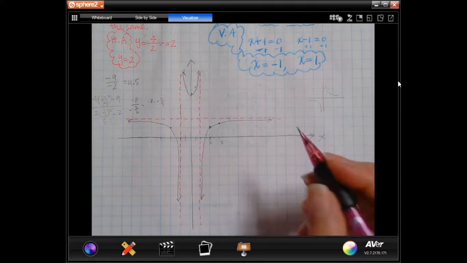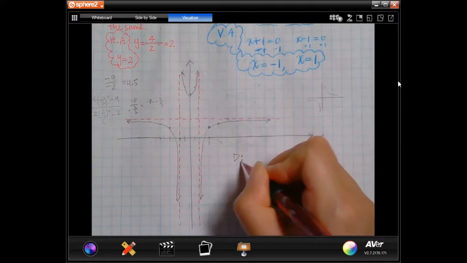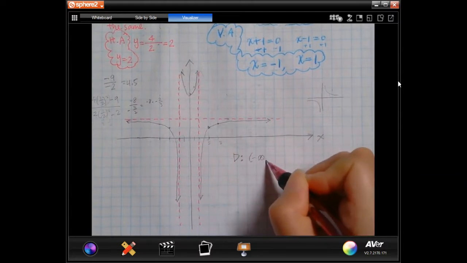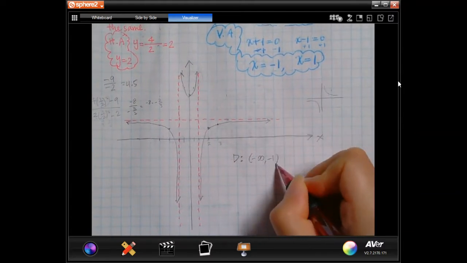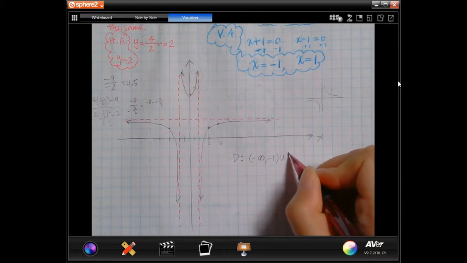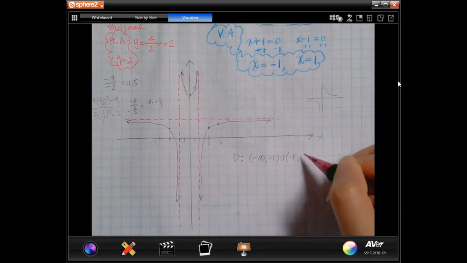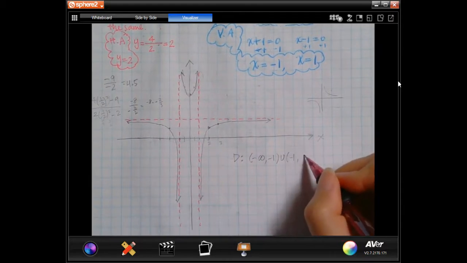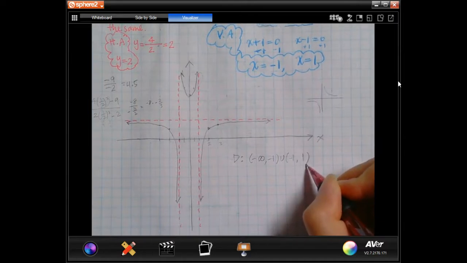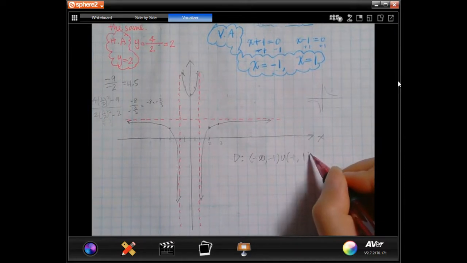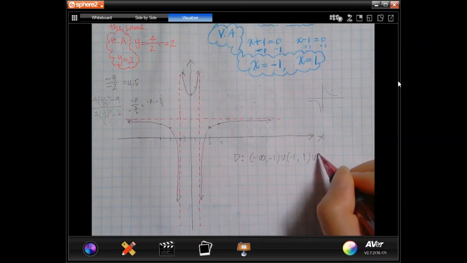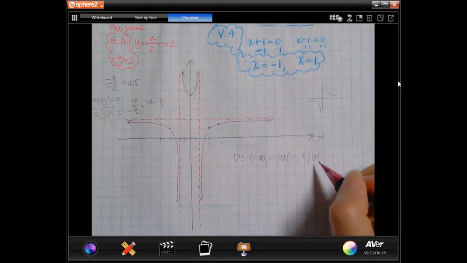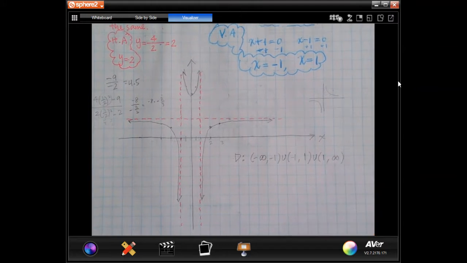Okay, then the domain will be -infinity up to -1, and there's a discontinuity at -1, and -1 to 1 is continuous, but at 1 I have a discontinuity because of the vertical asymptote, and then from 1 it goes forever.